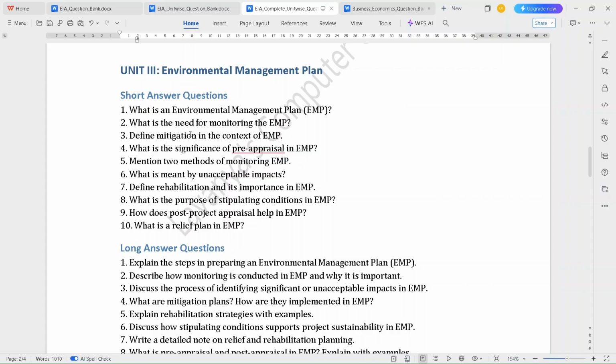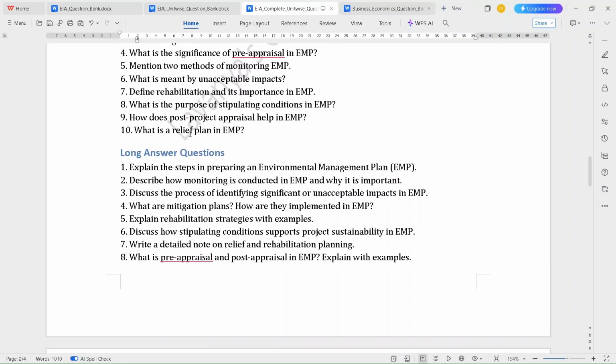What is meant by unacceptable impacts? Define rehabilitation and its importance in EMP. What is the purpose of stipulating conditions in EMP? How does post-project appraisal help in EMP? What is a relief plan in EMP?